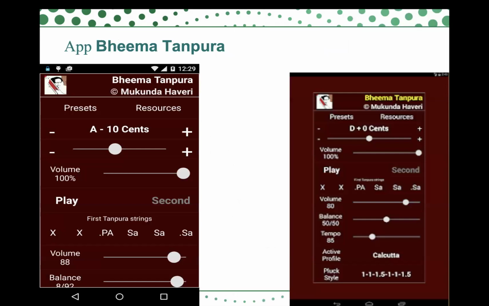The Bhima-Tampura application offers interesting possibilities where the user is given the opportunity to set a 1 cent distance between neighboring sounds in the Tampura accompaniment. Applications whose main purpose is to help us set up instruments, that is, to offer us a set of different instruments, are worth mentioning separately.